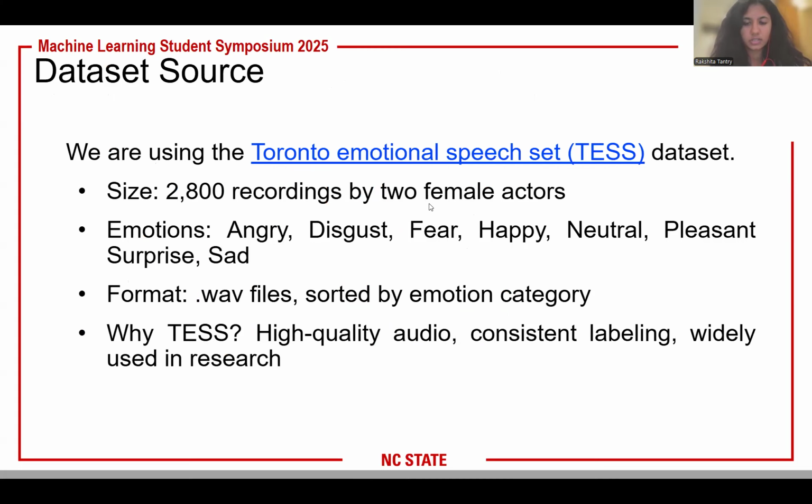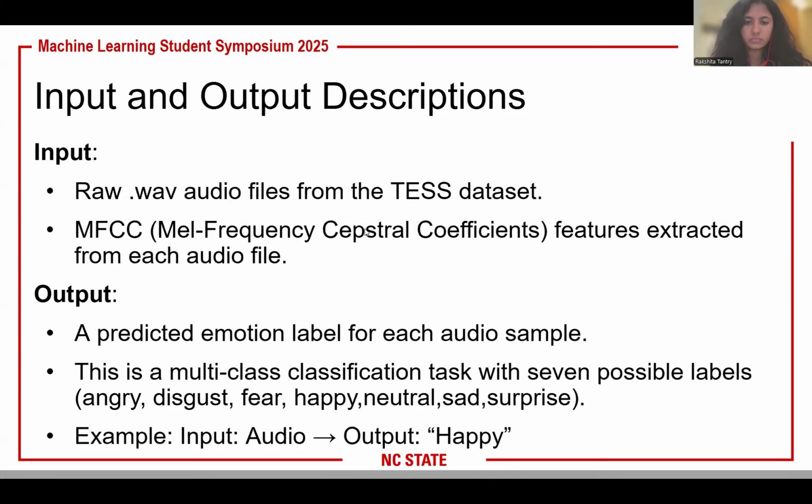The dataset source is the Toronto Emotional Speech Set. It contains 2,800 audio recordings from 2 female speakers covering 7 emotions. We chose TESS because of its high quality recordings, consistent labeling, and strong reputation in emotion recognition research.